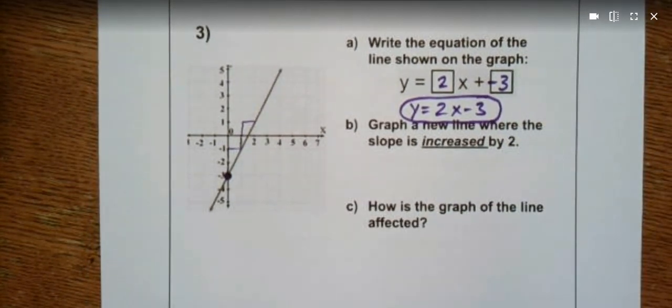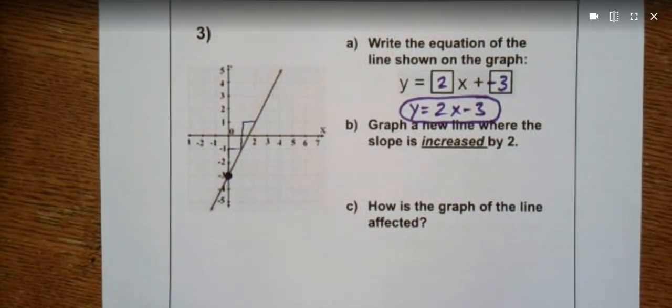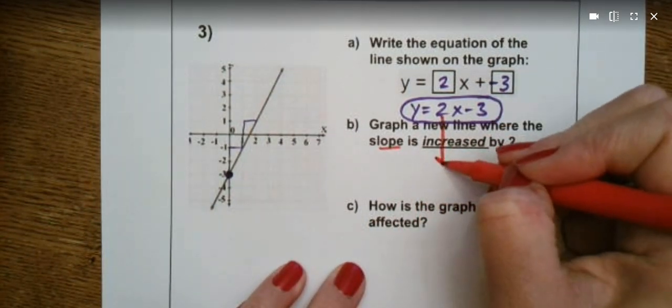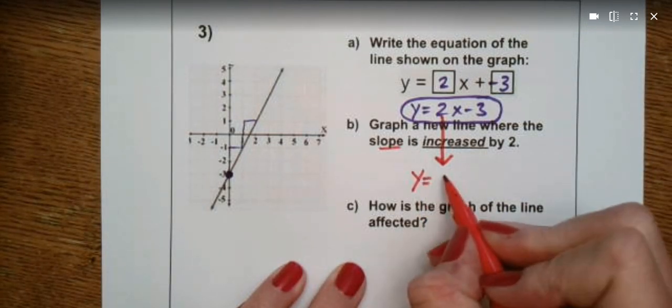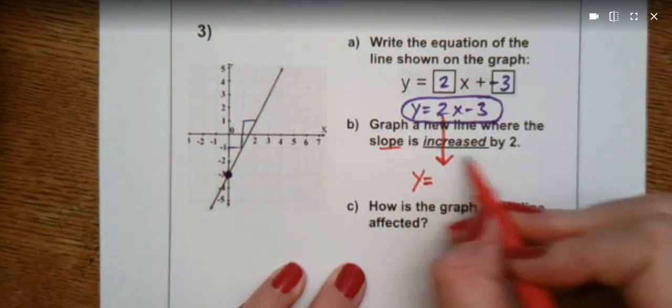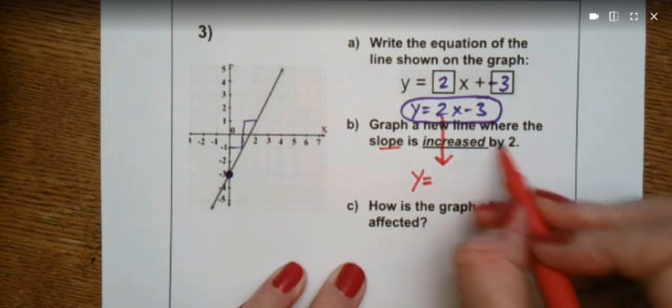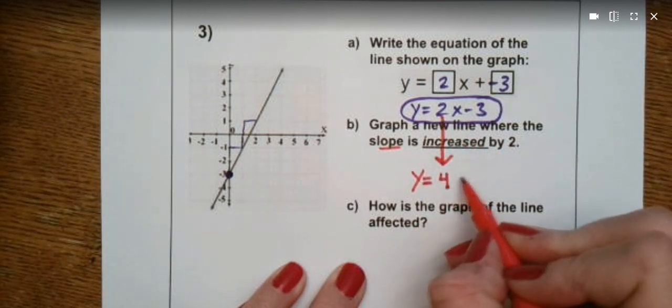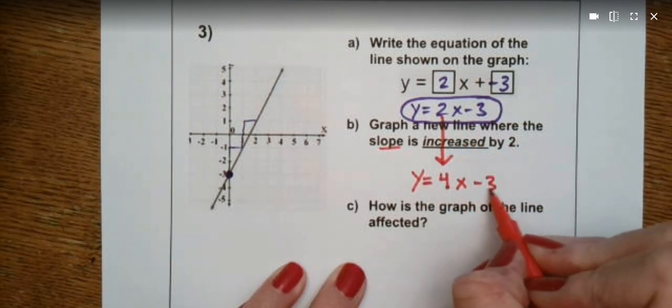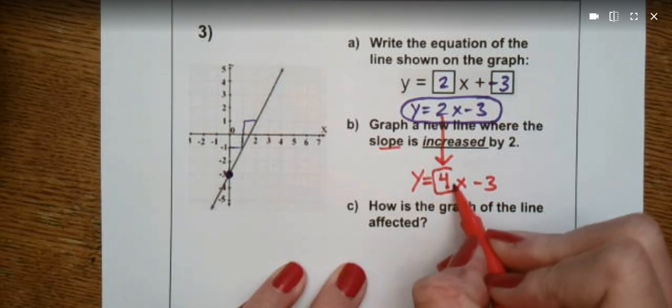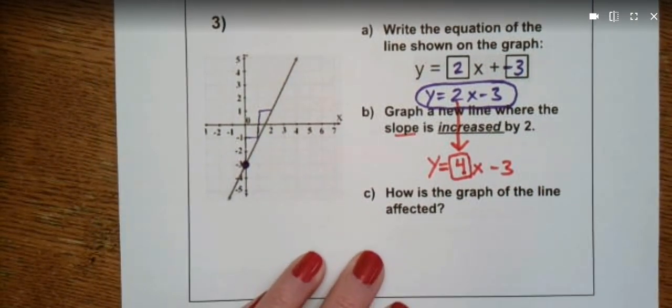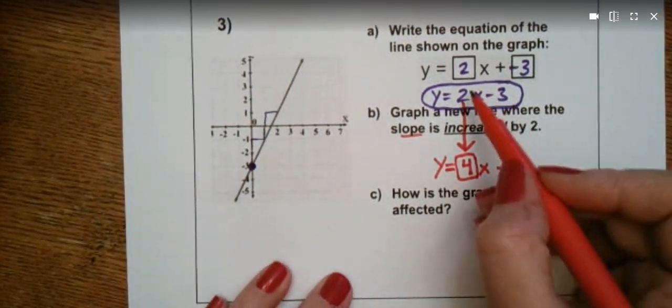And then it says we want to graph a new line where the slope is increased by 2. So this time we are changing the slope. This slope right here is now going to become bigger because we're increasing it by 2. So it's going to be a 4, and then the rest of the equation stays exactly the same. So I'm changing that to a 4. It was at 2 and now it's 4.